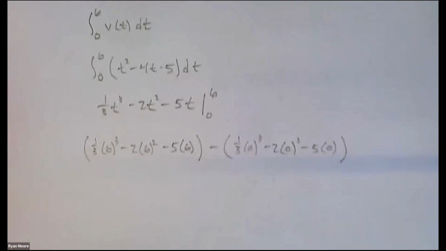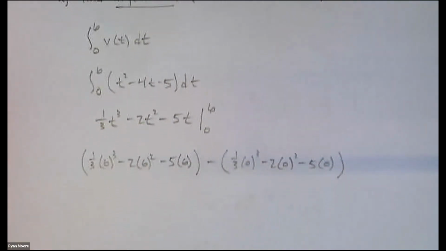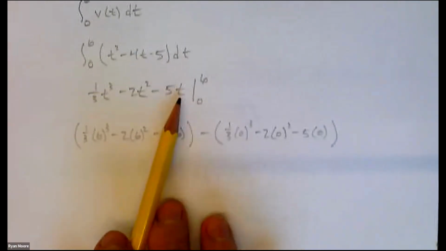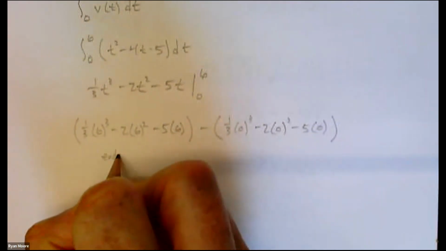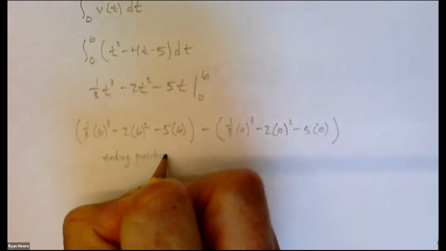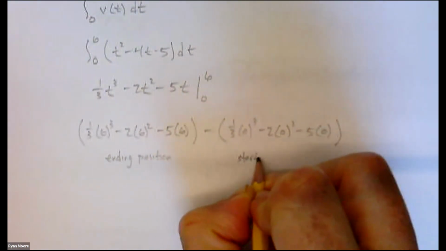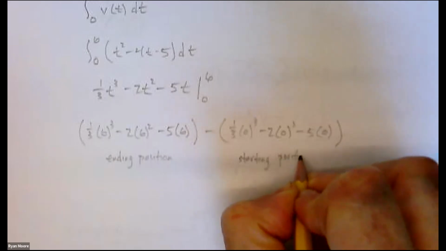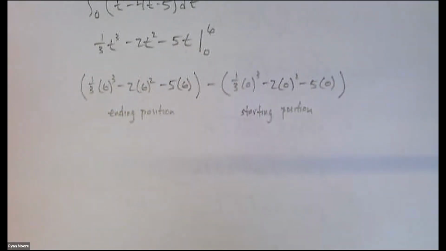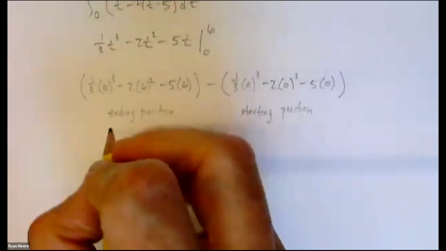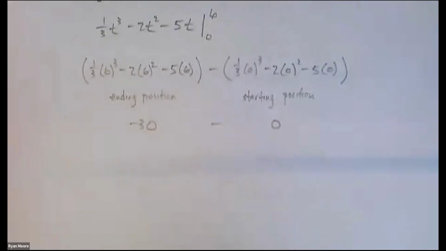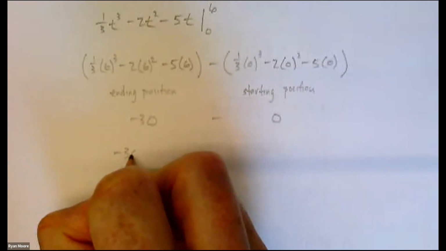Okay. Keep in mind, what are we doing? Just to draw it all the way back to the net change theorem, this was our velocity. This is our position. So this is our ending position, and this was our starting position. So how far apart are they? That's all we're asking for with displacement. Well, let's calculate. 1/3 times 6 to the 3rd minus 2 times 6 squared minus 5 times 6. I got negative 30. And of course, this is 0, so negative 30.